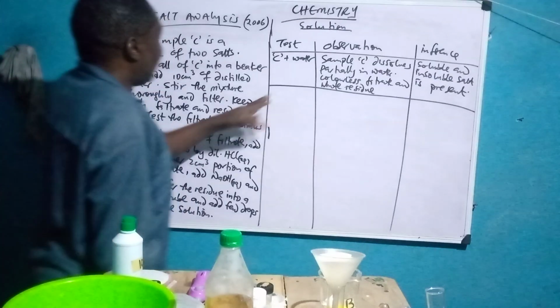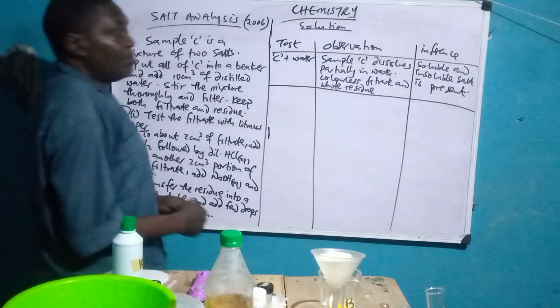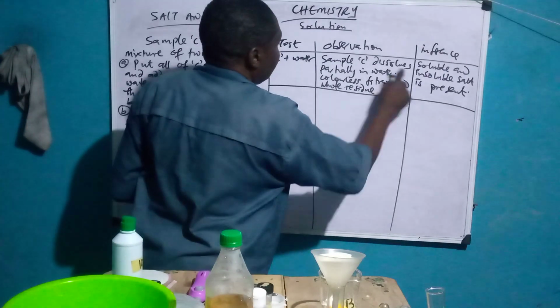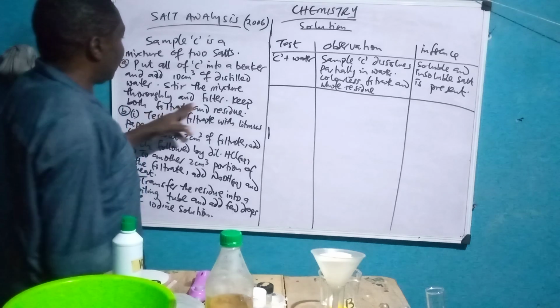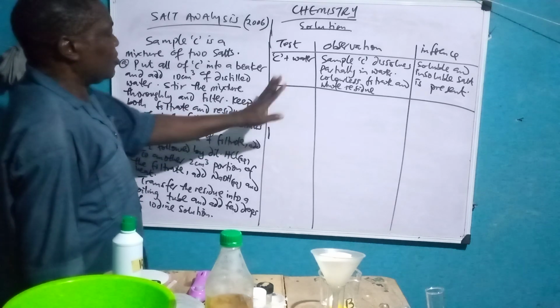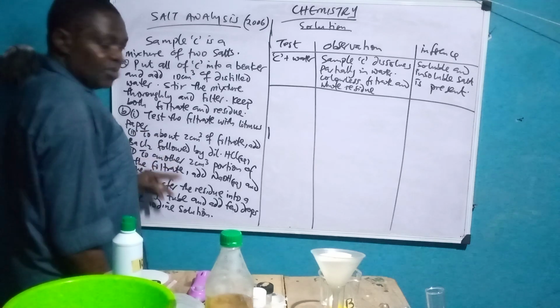Now, we have done the first one, filter. We say colorless filtrate and white residue. When they are marking, they mark for dissolution, and they mark for colorless filtrate and white residue. Then here there are 3 marks. Then the second one, keep both filtrate and residue. That is it. Then B, test the filtrate with litmus paper.